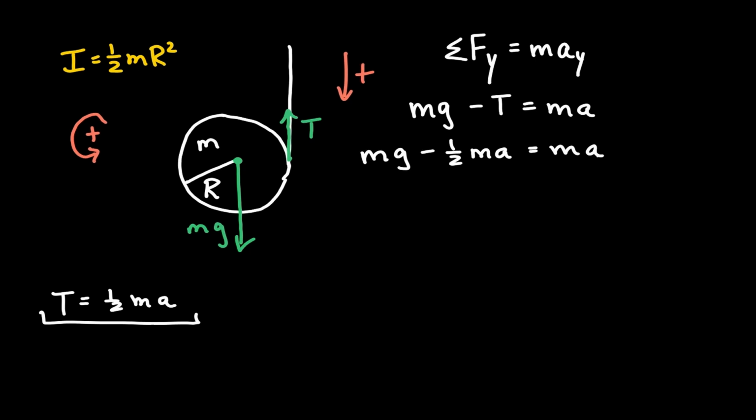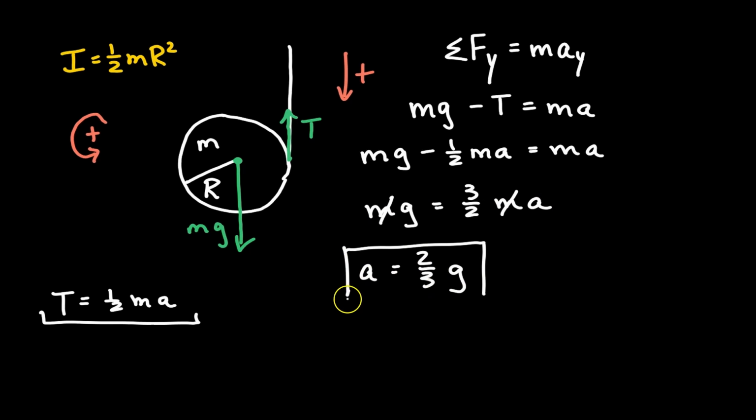Substituting our expression for the tension force, we get mg minus 1/2 ma is equal to ma. I'm going to add 1/2 ma on both sides, and that gives us mg is equal to 3/2 ma. You'll notice that the masses will cancel out, and that gives us a linear acceleration of 2/3 times g. Next, we're going to look at a pulley with hanging masses.